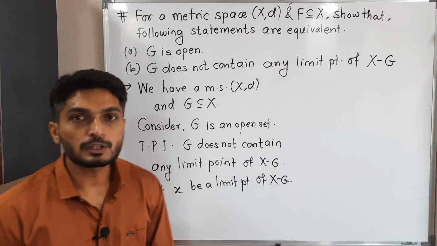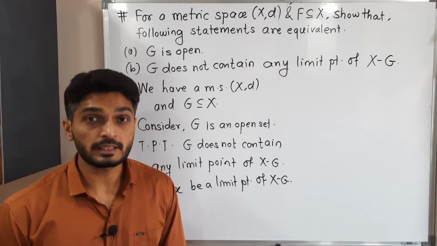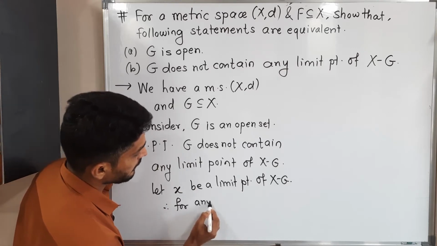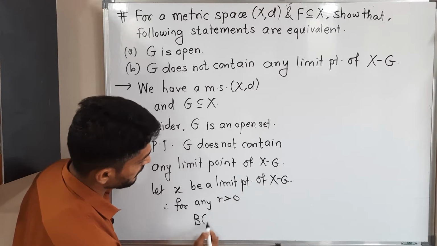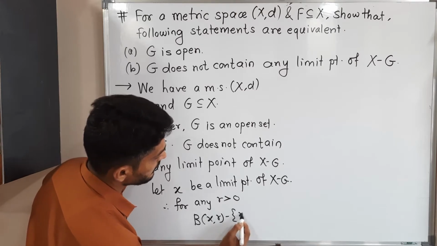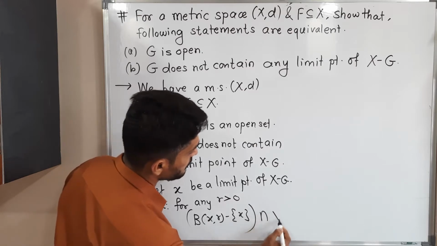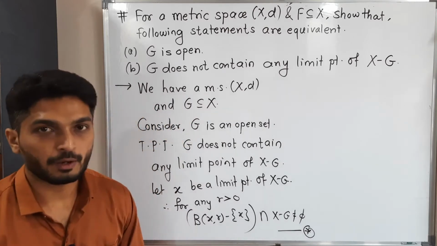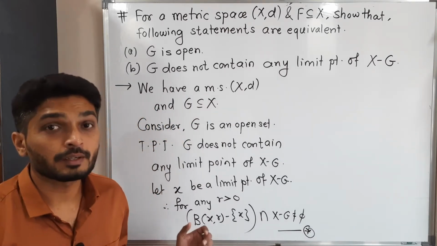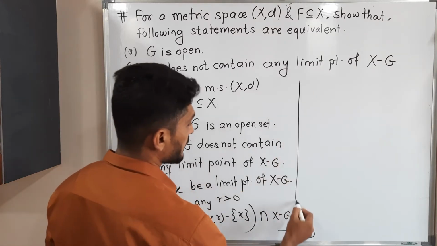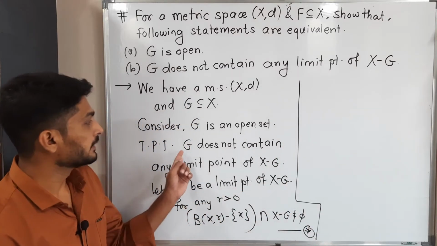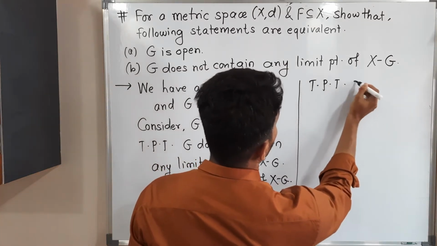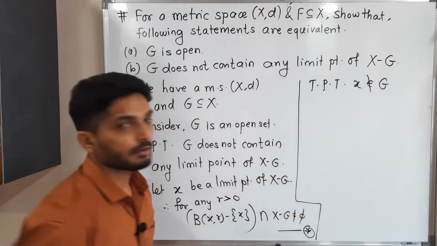You are familiar with the definition of limit point. The definition of limit point says, so therefore what can we write? For any r greater than 0, B(x, r) minus singleton x intersection X minus G is not equal to phi. This is statement number star we have. By definition of limit point we could write it. But see, what is our target? Our target is to prove that G does not contain that point, to prove that the limit point is not a member of G.